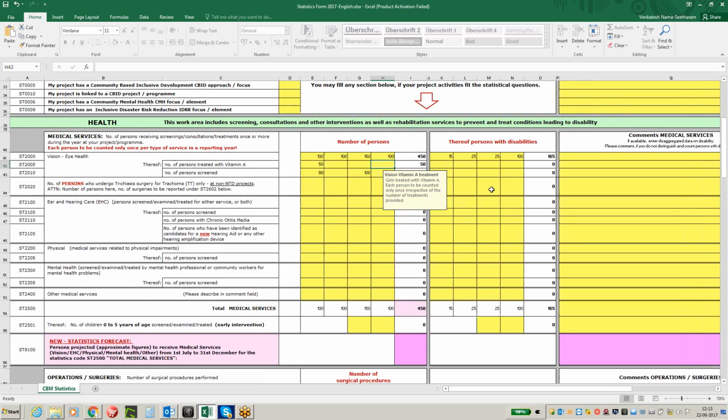So if they are writing anything wrong, then it will pop up a red and they have to correct it. And if they want to give any comments, they can give the comments for that row.